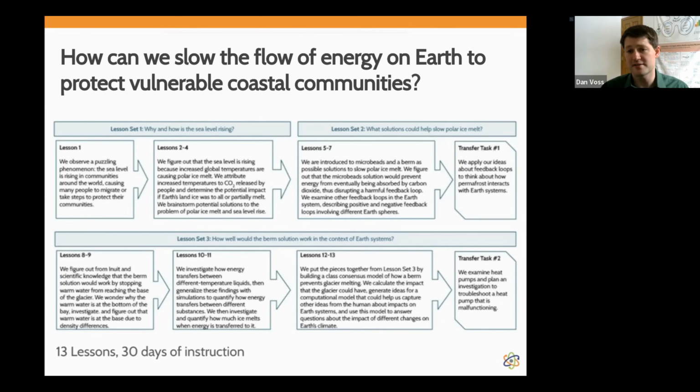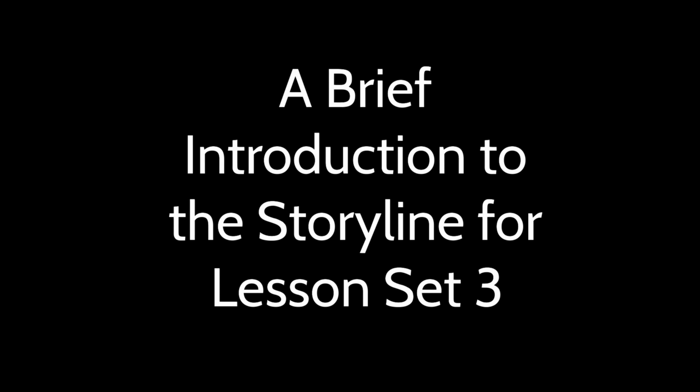So there's 3 lesson sets in this unit. Why and how is the sea level rising is the first 4 lessons. Then lessons 5 through 7 focus on what solutions could help slow polar ice melt. And then lesson set 3 focuses on how well would the berm solution, which probably means very little to you at the moment, work in the context of Earth systems.